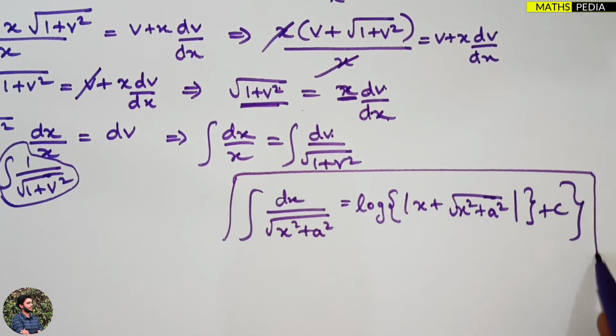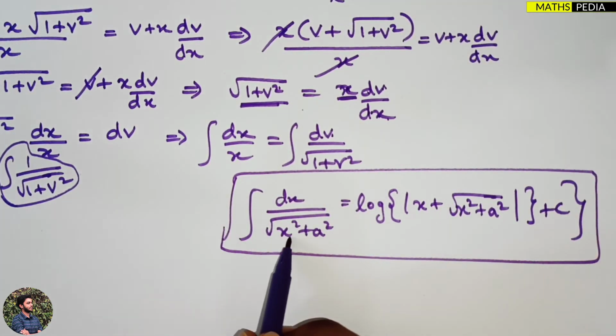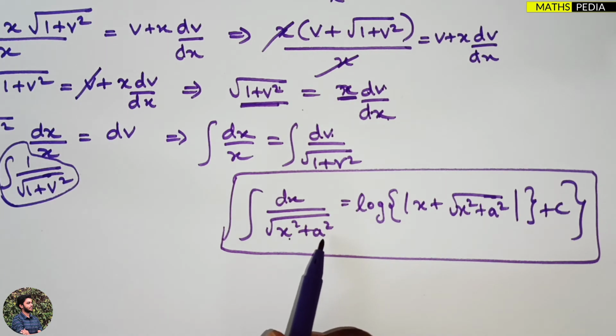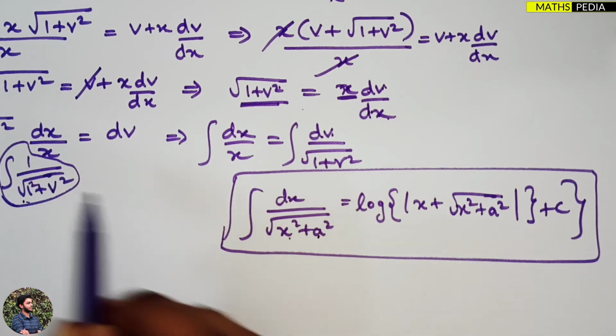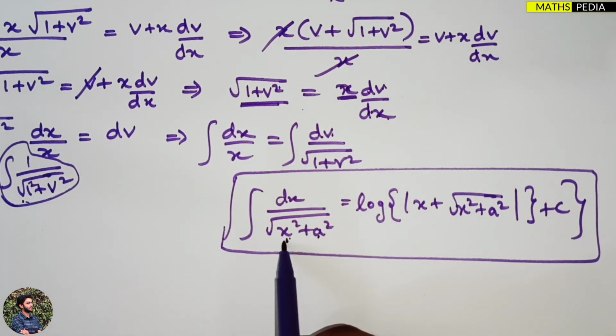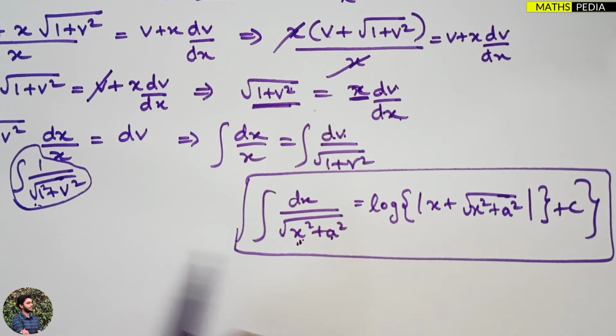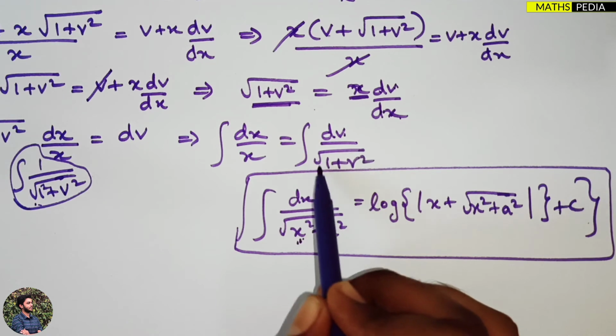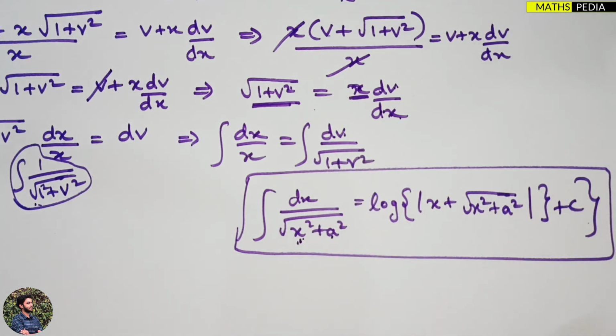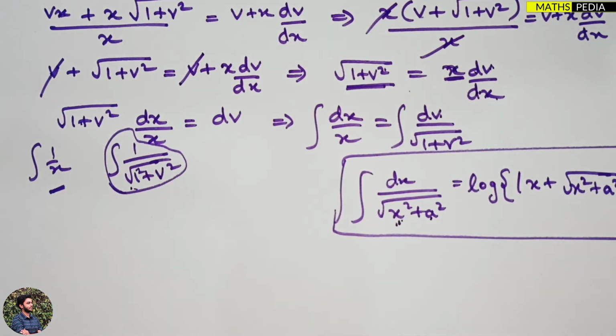Remember this formula. Now here x square is there, a square is there. a is nothing but the constant. Here the constant will be 1, so we can write it as 1 square. v is the variable, which is here x, the same thing. So I'll write it in this form. You have to remember this formula and apply it here. So 1 by under root of x square plus a square, the formula is this, so I'll just write it.